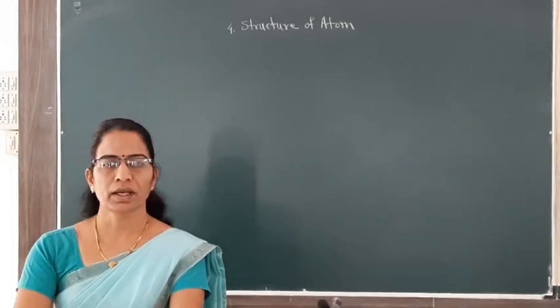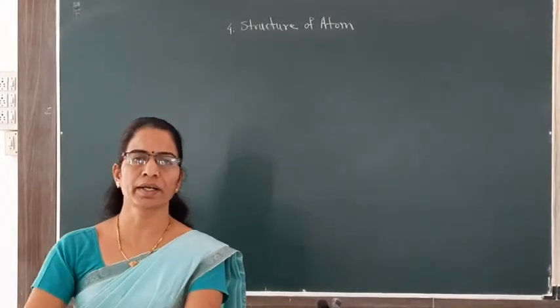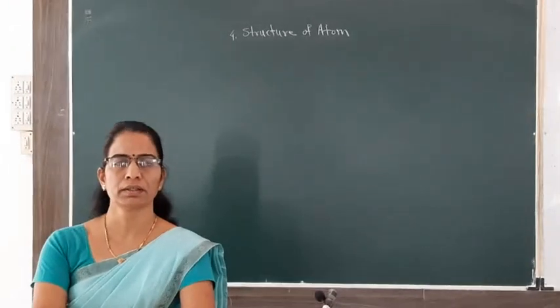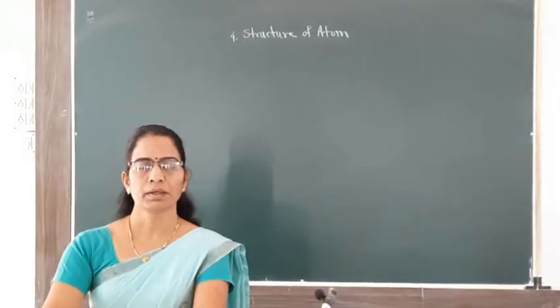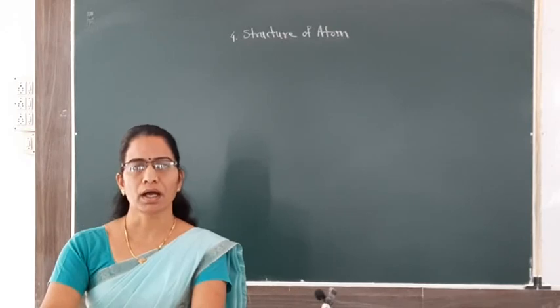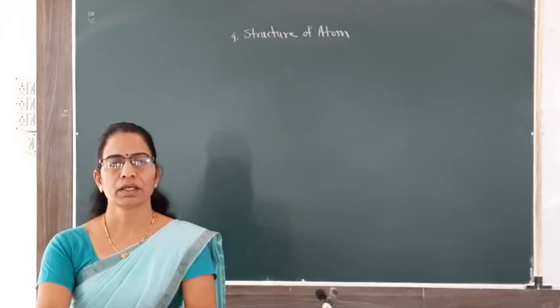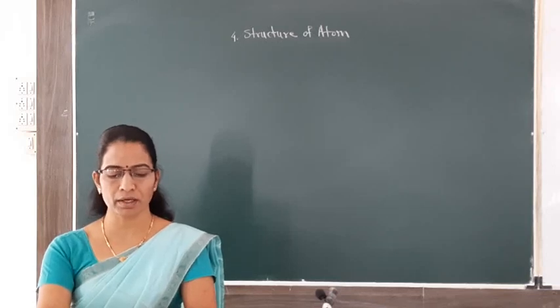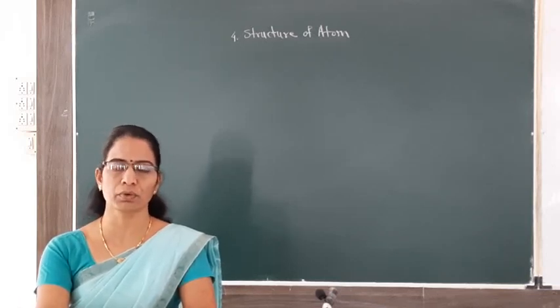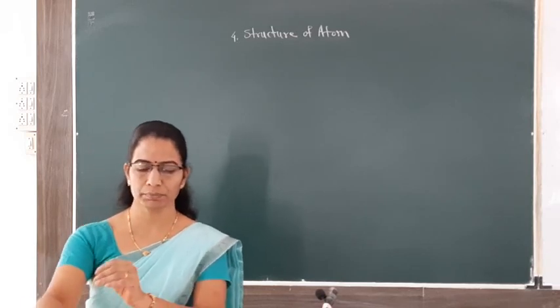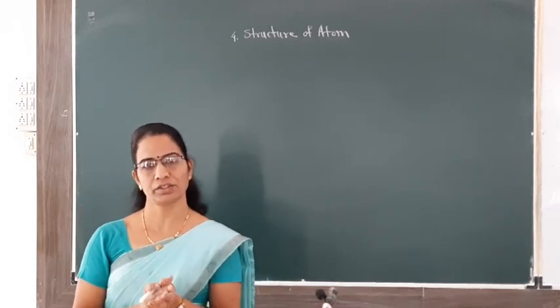Students, in the last lecture we have studied the four quantum numbers: principal quantum number, azimuthal quantum number, magnetic quantum number and the spin quantum number. Now today we will see how the possible values of all these four quantum numbers are determined for an electron present in a given shell.